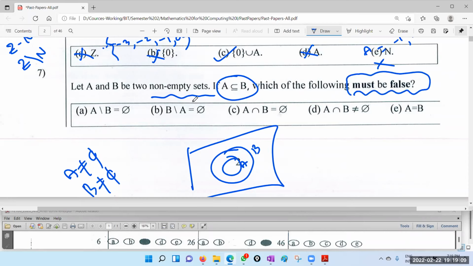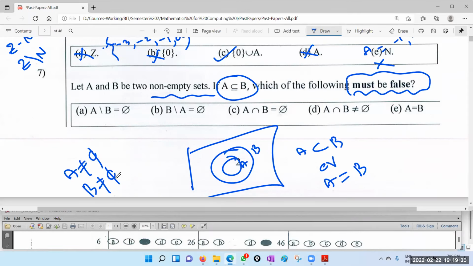Okay. Right. So both are non-empty sets and A is inside B, right? And also there's a possibility of A equal B. So that means A is a subset of B or A is equal to B. So both the possibilities are there. And also both are non-empty sets, right?